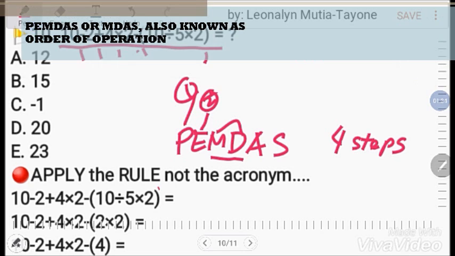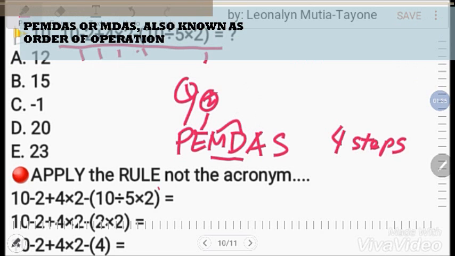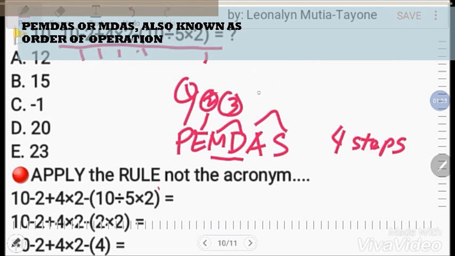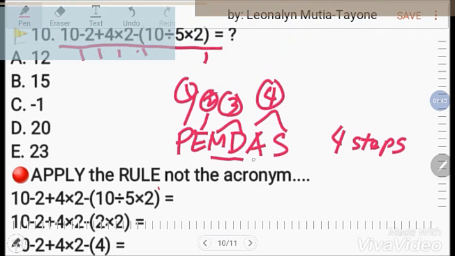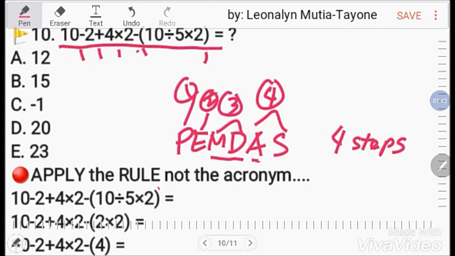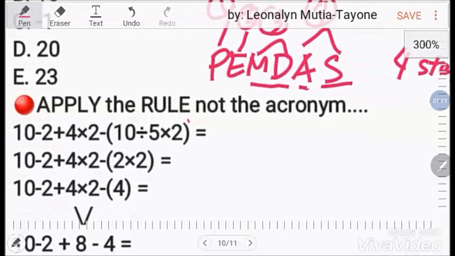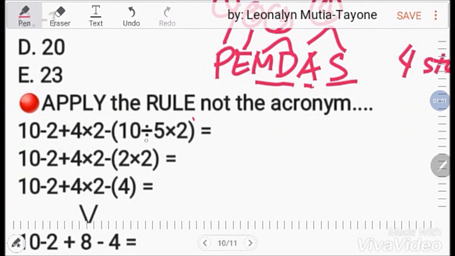Yan yung rule. Then, next steps, ito yung third step. Next is fourth steps. Kung alin ang mauna, kung nauna si addition, so do addition. Kung nauna si subtraction, do subtraction. Sa given, ang nasa loob ng parenthesis ay, ang nauna ay division bago ang multiplication. So, we will do division first. 10 divided by 5, that is 2. And 2 times 2, that is 4.